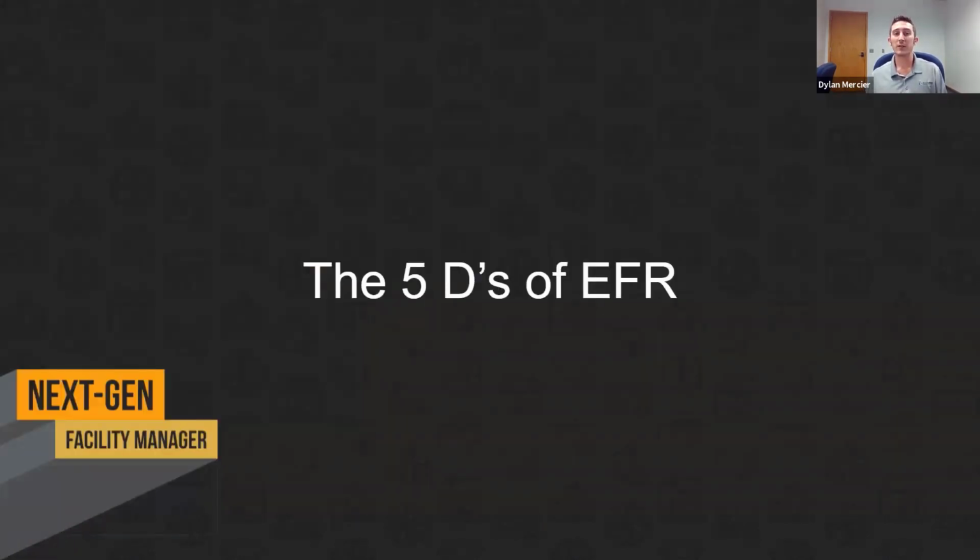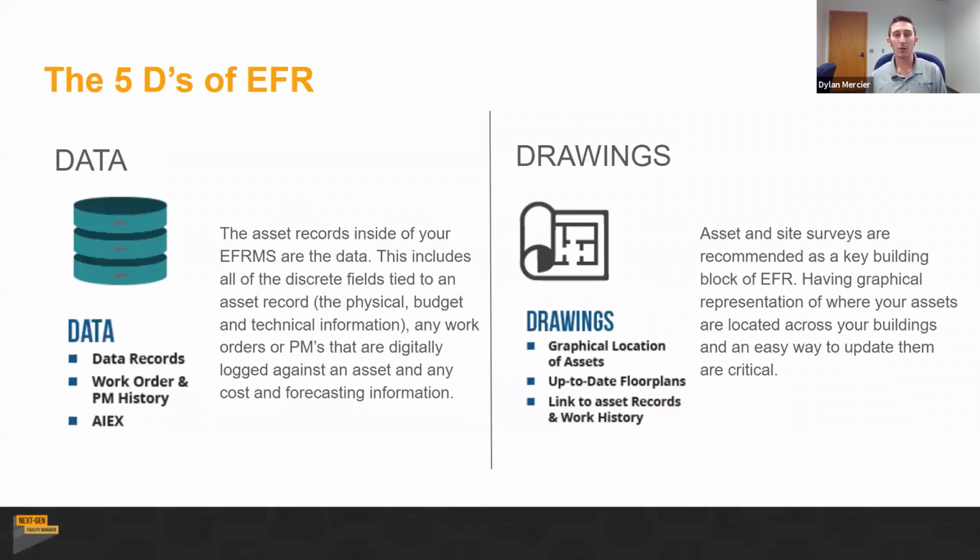So, 5 Ds of EFR. We're going to go through each of them. The 1 through 4 kind of boils into number 5, and all of them together will help you run a leaner, more efficient facility. The first one is data. I think that's probably the most important one. I mean, that's why we're tracking all of these electronic facility records. It's just a way to categorize and organize all of that data.